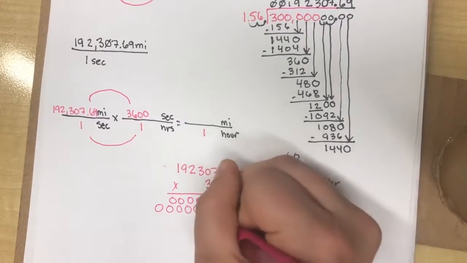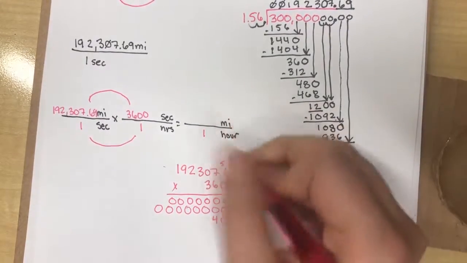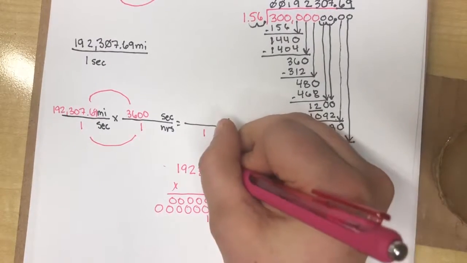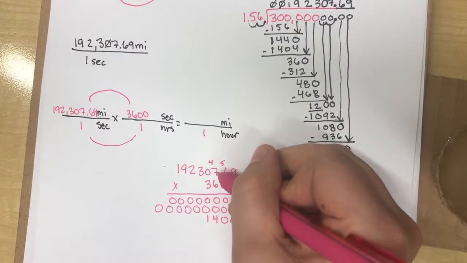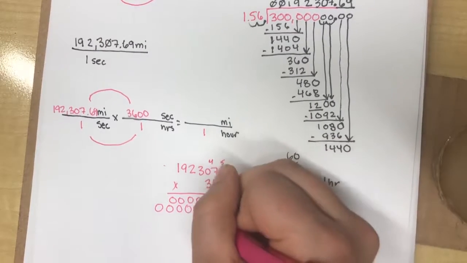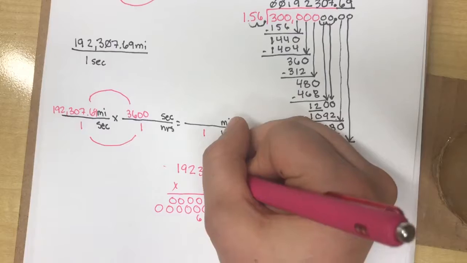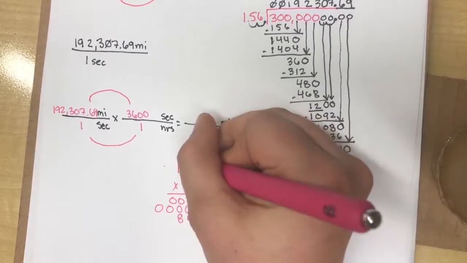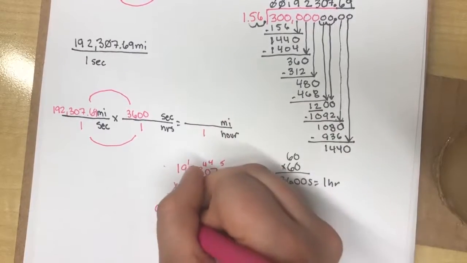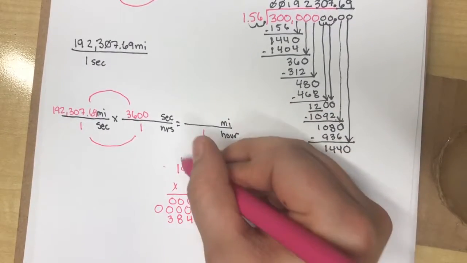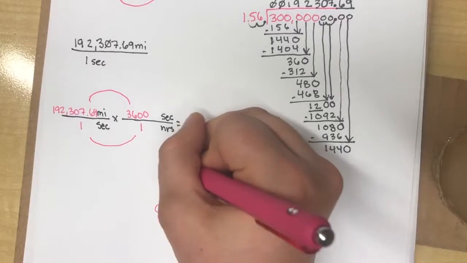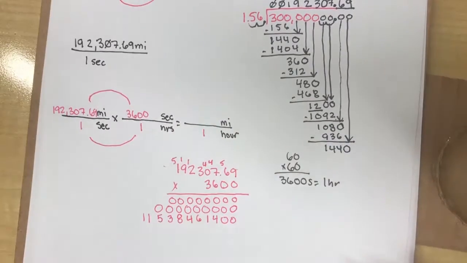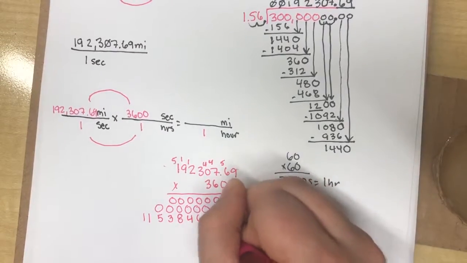6 times 9 is 54. 6 times 6 is 36, plus 5 is 41. 6 times 7 is 42, plus 4 is 46. 6 times 0 is 0, plus 4 is 4. 6 times 3 is 18. 6 times 2 is 12, plus 1 is 13. 6 times 9 is 54, plus 1 is 55. 6 times 1 is 6, plus 5 is 11. Okay, and now I need 3 placeholders.